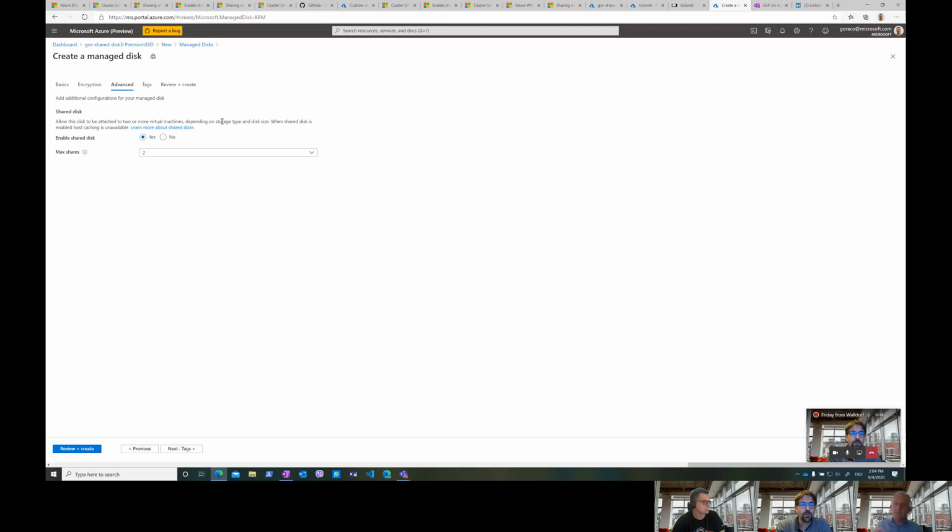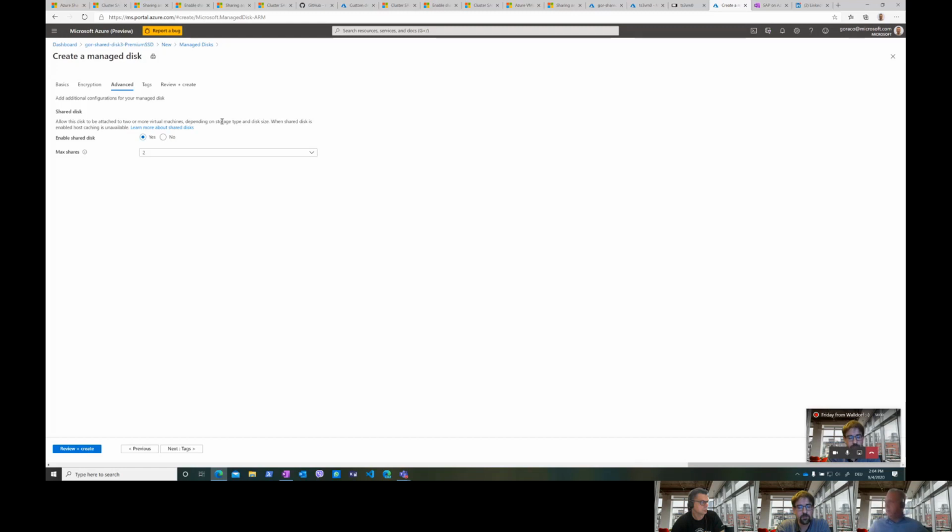Okay, understood. But here with this max shares, let's say I start with 3 max shares, and then at a later point in time I want to attach it to a 4th virtual machine. Can you do this? I mean, first you need to check that the disk size supports it. For example, if you have a 1 terabyte P30 labeled with 2, you can go immediately to 5, let's say from the beginning. Why not? The question is what makes sense, right?